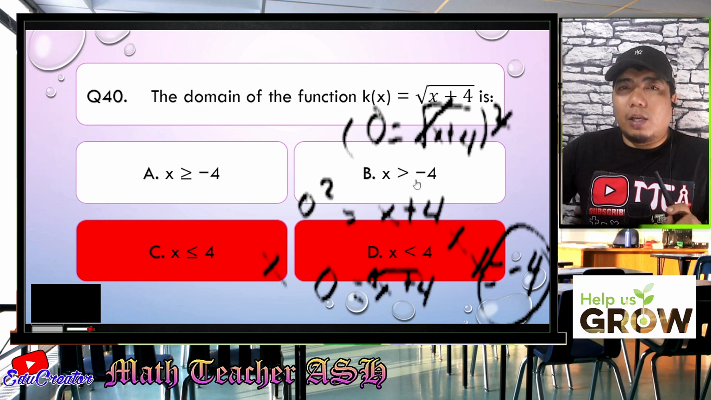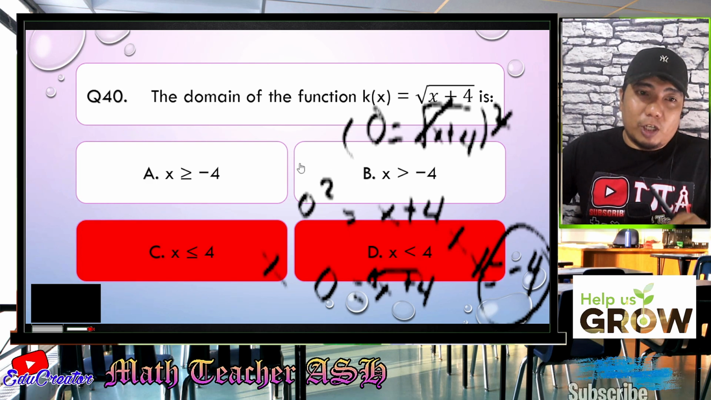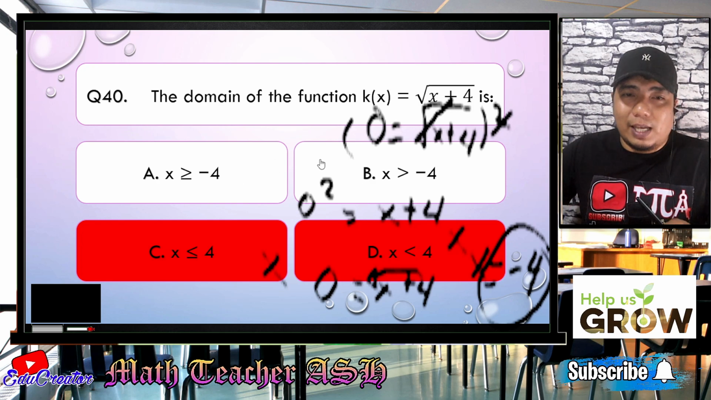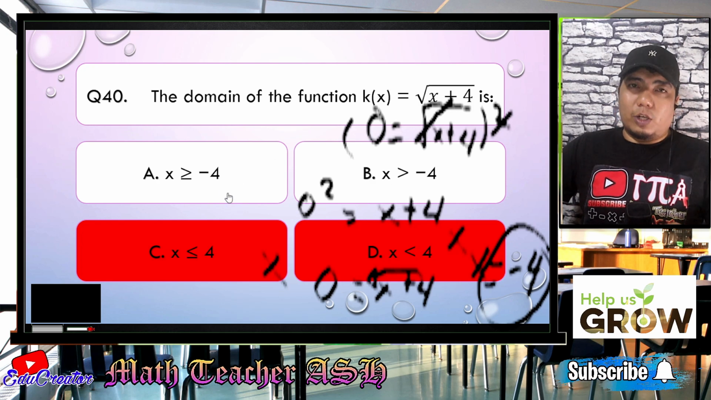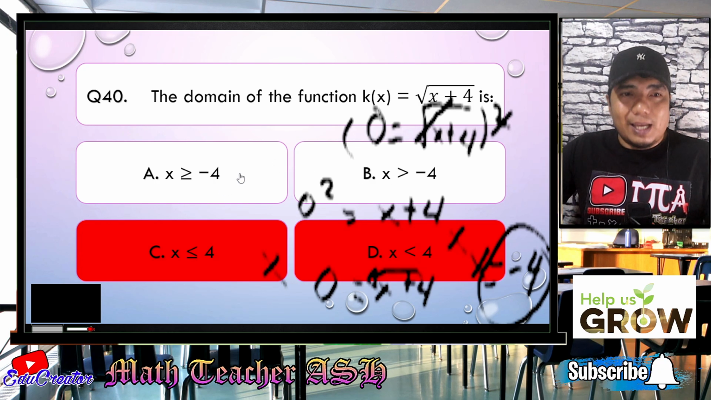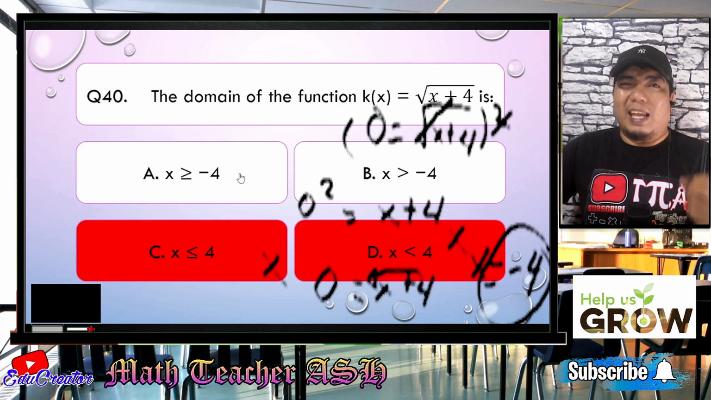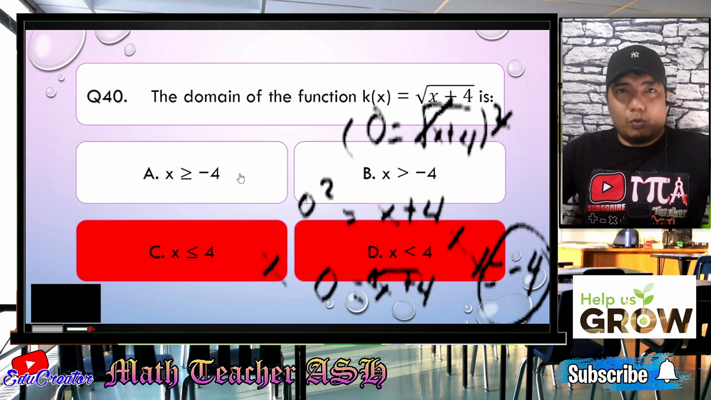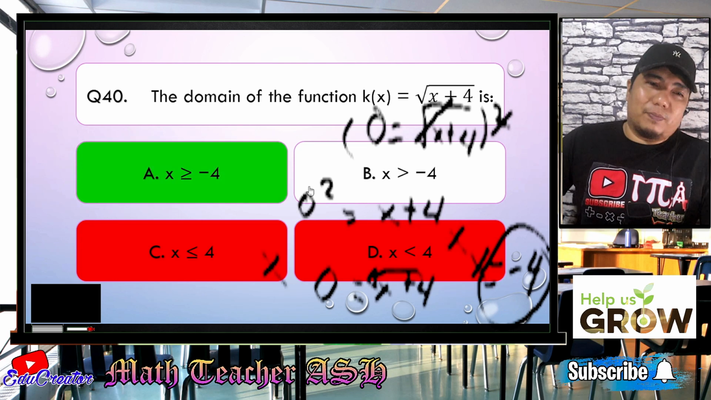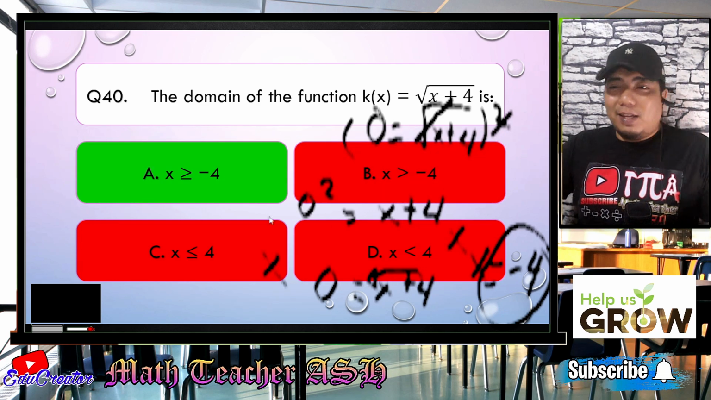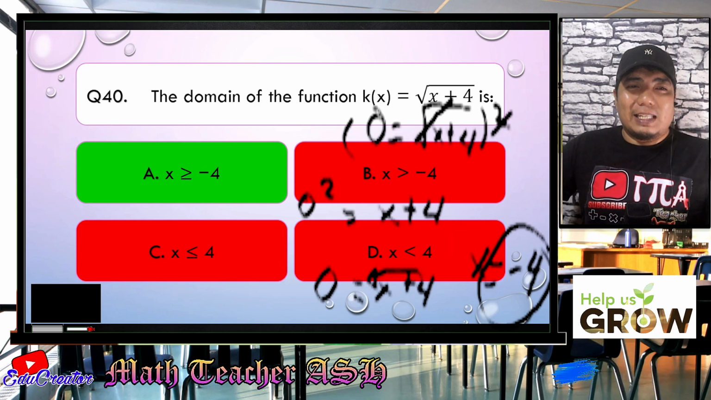Basically, we need to consider here the equals, right? The equal sign is part of the solution. So where is the equal sign in this one? And that is letter A. So the correct answer is letter A. It should be x is greater than or equal to negative 4. So negative 4, negative 3, negative 2, negative 1, 0, and so on. All right, we are correct, my dear math learners. Easy, right? And that is very, very easy.